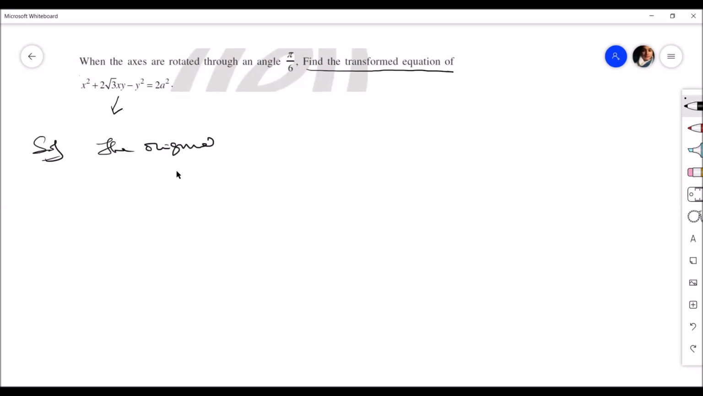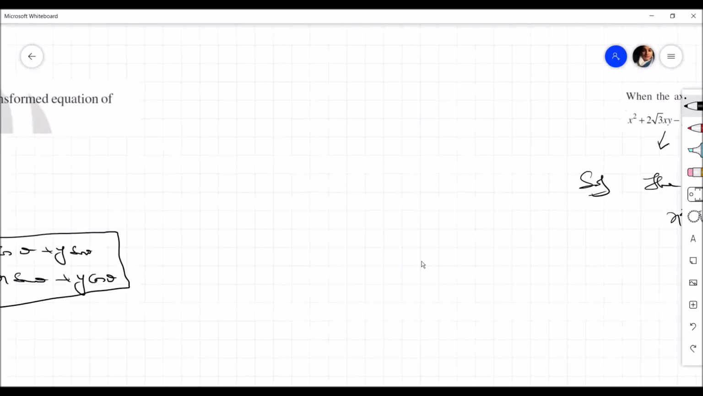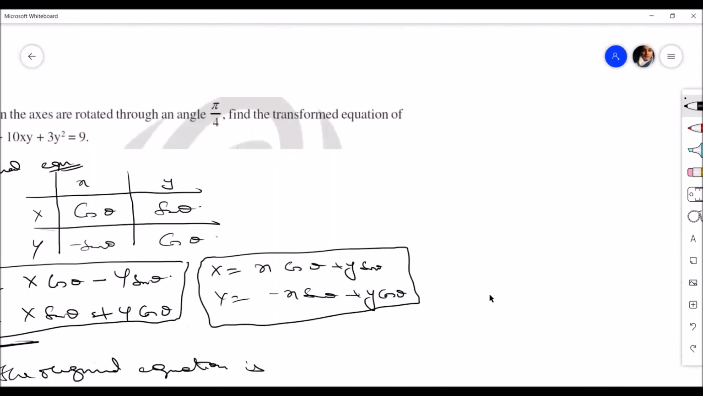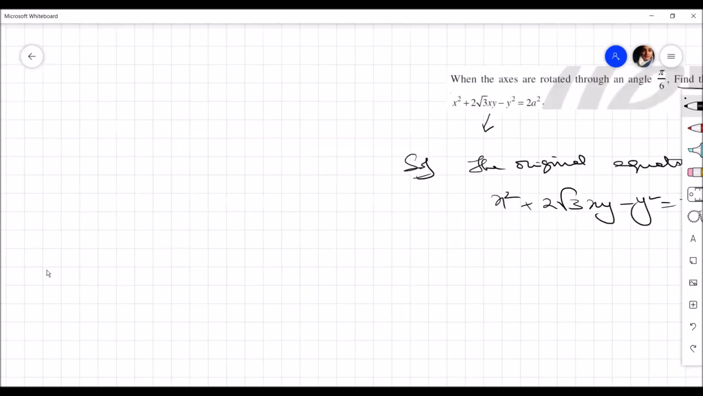The original equation is x square plus 2 root 3 xy minus y square is equal to 2a square. So basically we're going to deal with the roots here. So you already started with the root 3, and of course whenever you see a pi by 6, sine and cos will end up in square roots, but anyway that shouldn't affect the problem. So you know the table here already, right? This table you need to be drawing each time and you'll apply whichever is suitable over here. Okay, so what's the table?